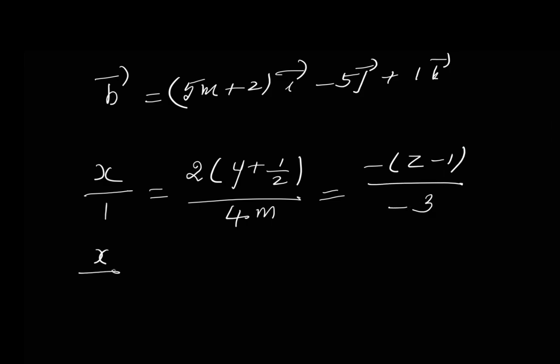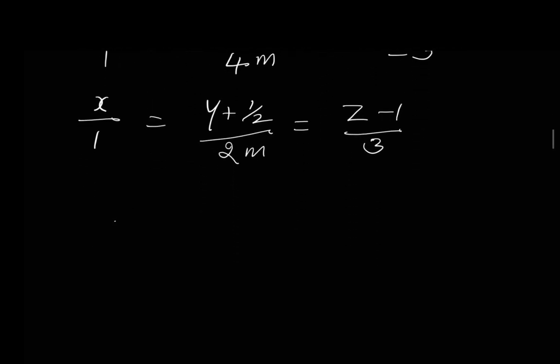So x by 1 is equal to, 2 gets cancelled. So y, you can take plus also, plus half divided by 2 cancel, 2m is equal to minus cancel, z minus 1 by 3. So the next parallel vector d, the direction ratios are 1i plus 2m j plus 3k.